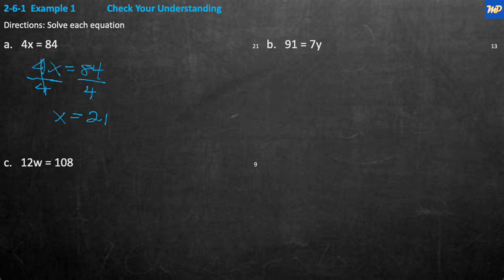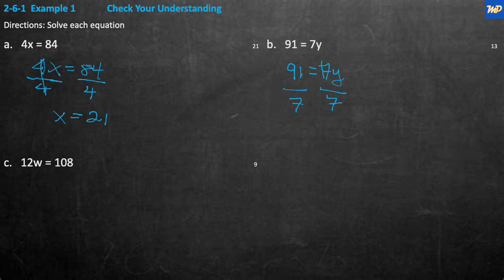There's the solution to that. B, 91 is equal to 7y. Okay? Well, same as before. We need to get the y by itself. And in order to do that, we need to remove the 7 times y. And the way to get rid of the 7 times y is divide both sides by 7. Divide the 91 by 7 and divide the 7y by 7.